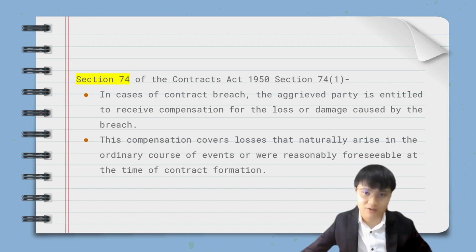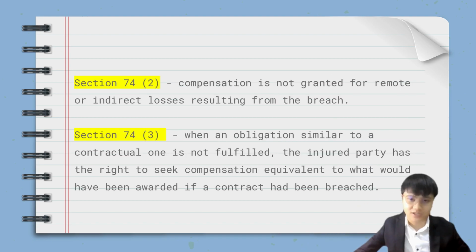Section 74(1) of the Act states that in cases of contract breach, the aggrieved party is entitled to receive compensation for the loss or damage caused by the breach. This compensation covers losses that naturally arise in the ordinary course of events or were reasonably foreseeable at the time of contract formation. Section 74(2) states, however, that compensation is not granted for remote or indirect losses resulting from the breach.